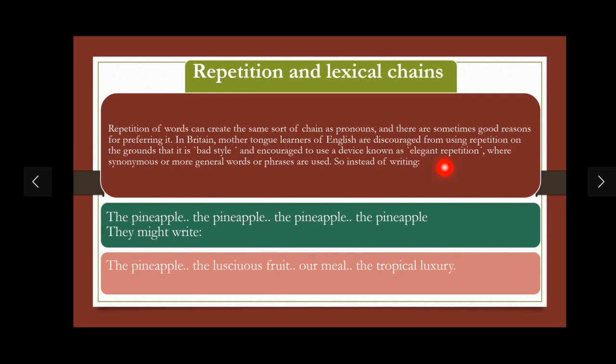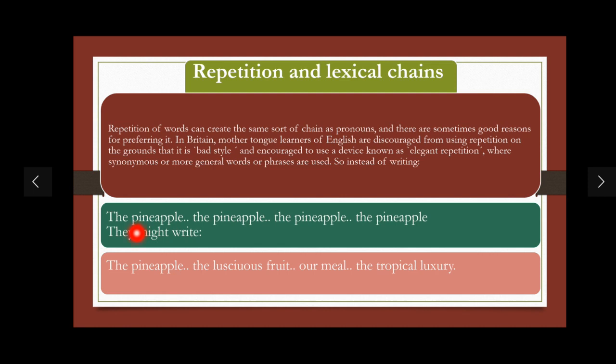Now, what is elegant repetition? You use a synonym for a word, but don't repeat the same word again and again, because it looks awkward. So it's better to use elegant repetition. You repeat the same idea but in different words, most probably synonyms, where synonyms, more general words or phrases, are used.